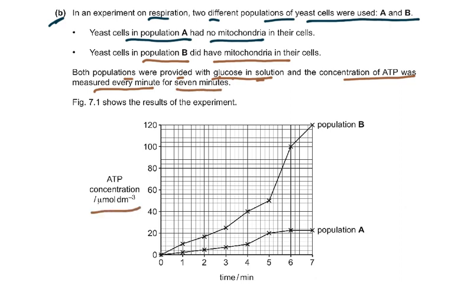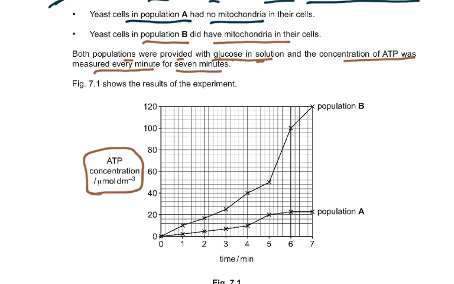Concentration of ATP was measured every minute for 7 minutes. So ATP concentration is on the y-axis, and on the x-axis, what do we have? Time. Because it was measured every minute, 1 minute, 2 minutes, 3, 4, 5, 7, for 7 minutes. And this is the time in minutes.